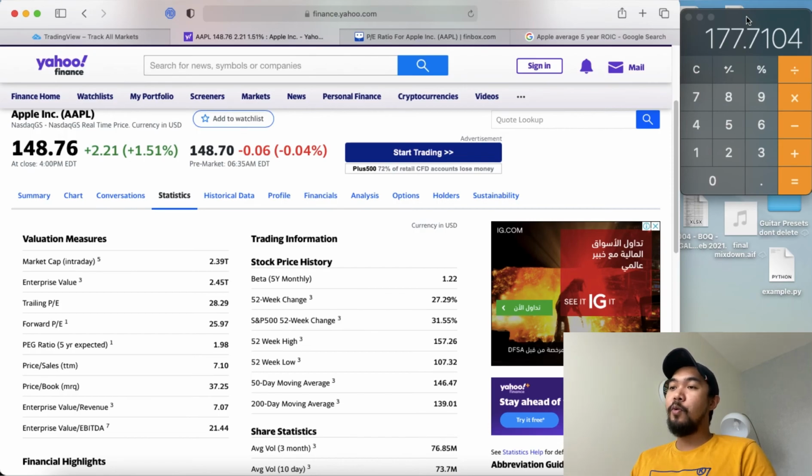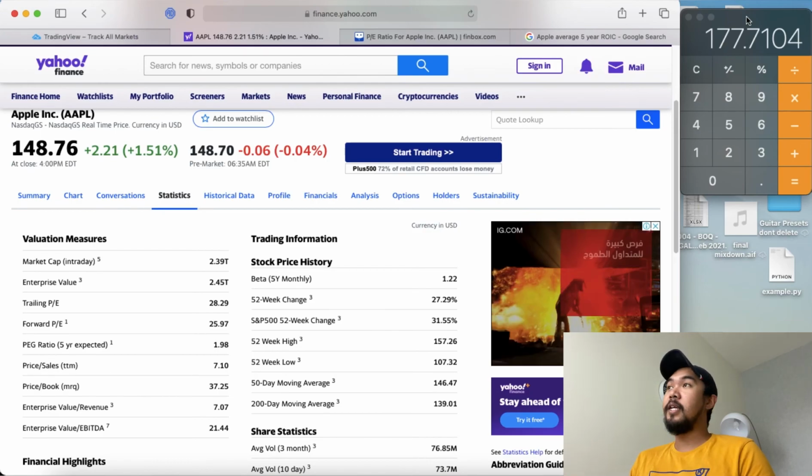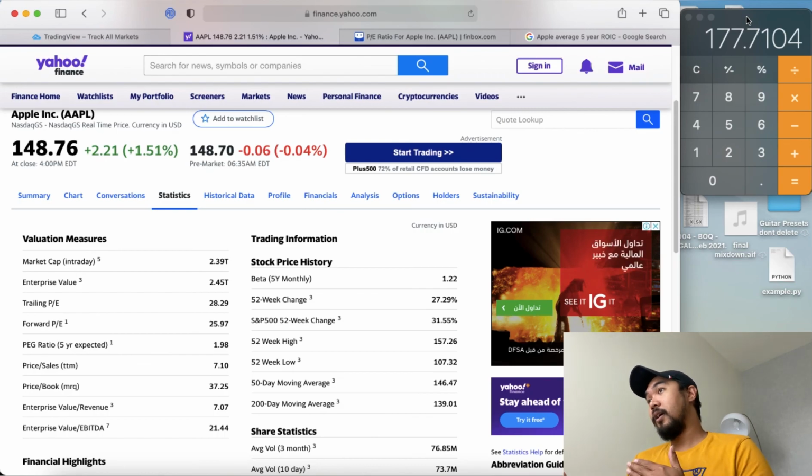So based on what we did, Apple is a good deal, but it's still screaming overvalued. All right. So it depends on you if you want to buy it or if you wanna put this long term up, or if you want to wait until you get your prices right. Depends on what you've researched so far.